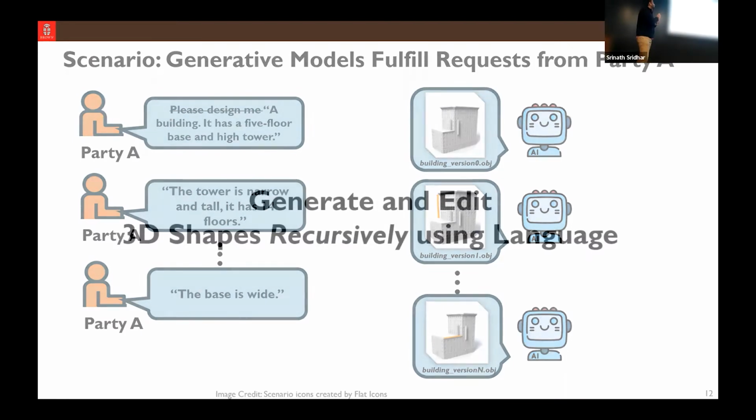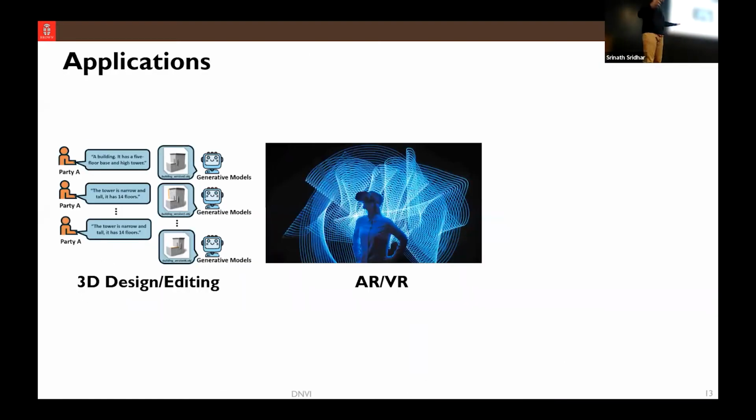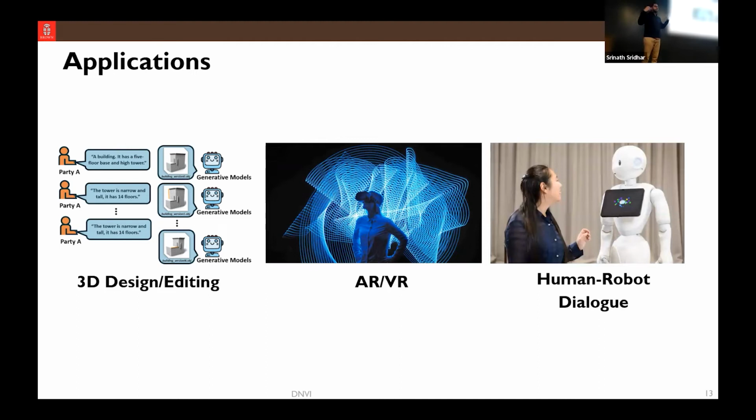anymore. Okay, so our goal is to generate and edit 3D shapes recursively using language prompts, such as the scenario that I just showed. This is, of course, useful in 3D design, perhaps in design of models for augmented reality, virtual reality, but primarily our focus is to see if this can be useful in human-robot dialogue, for instance, in object search activities. You might say, I'm looking for a specific object, starting off with a high-level description of the object, and as the robot searches for this object, we provide more and more fine description of that.